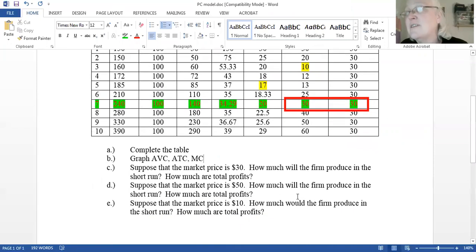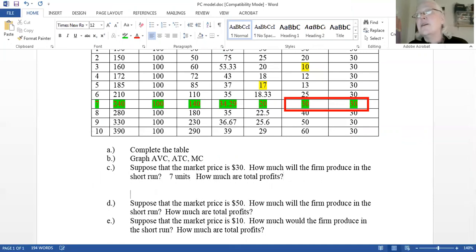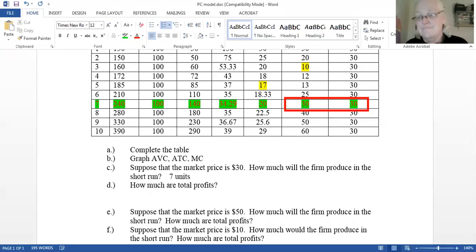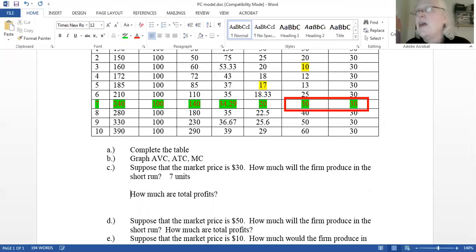Okay, so write down here and see how much this firm will make in the short run. They will choose 7 units. Okay, and at 7 units, it's asking how much are total profits. So let me do this. So again, how much are total profits when we have 7 units?